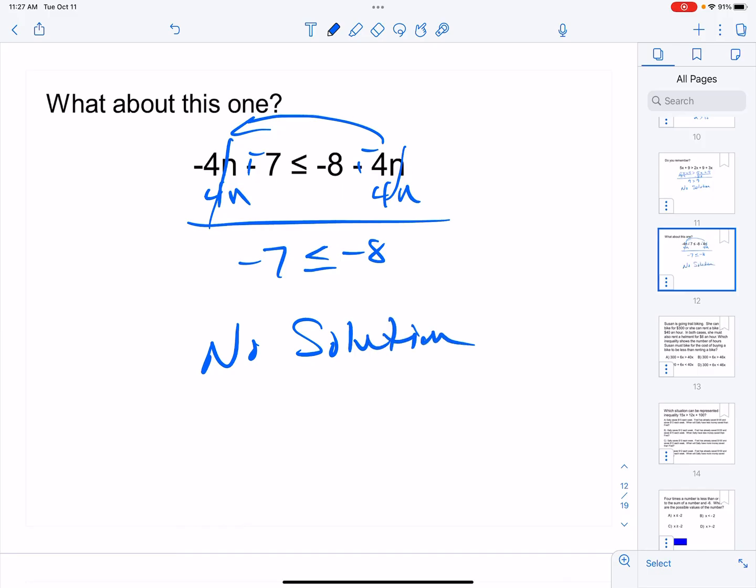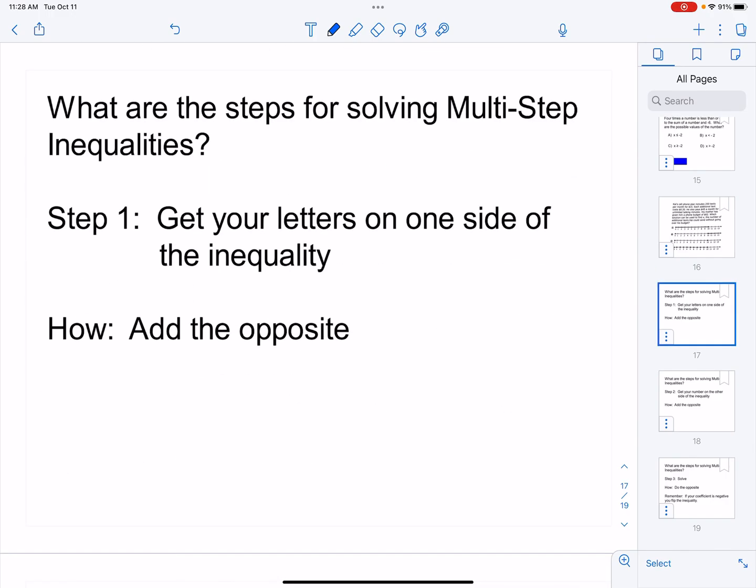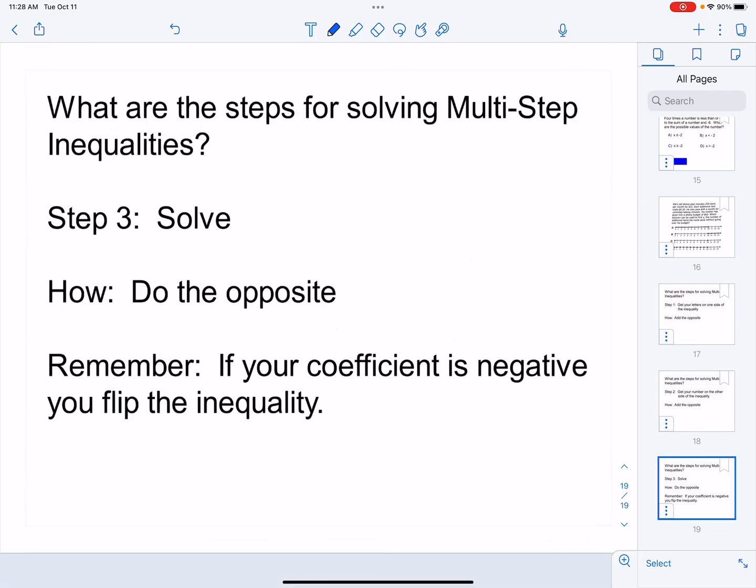So to solve inequalities with variables on both sides, we do basically the same 3 steps that we do with equations. Get your letters on one side. We do that by adding the opposite. Get your numbers on the other side. We do that by adding the opposite. And last but not least, we solve. And this is where we've got to focus on that coefficient, the number that's with our variable. If it is a negative, you're going to flip the inequality. So that's all we have to do in order to solve multi-step inequalities.